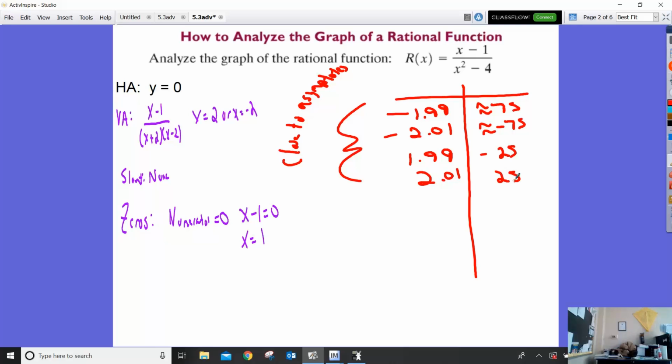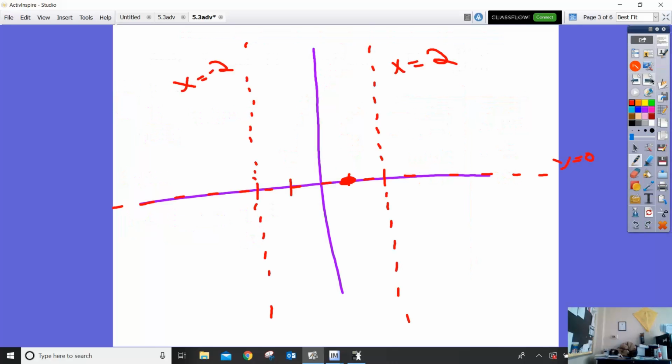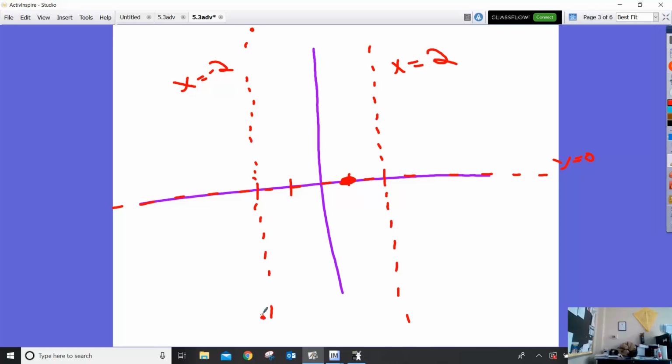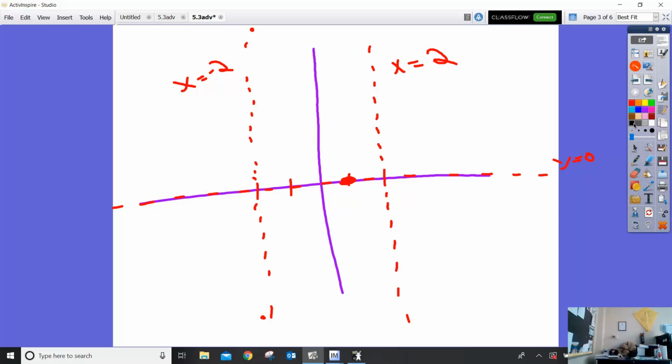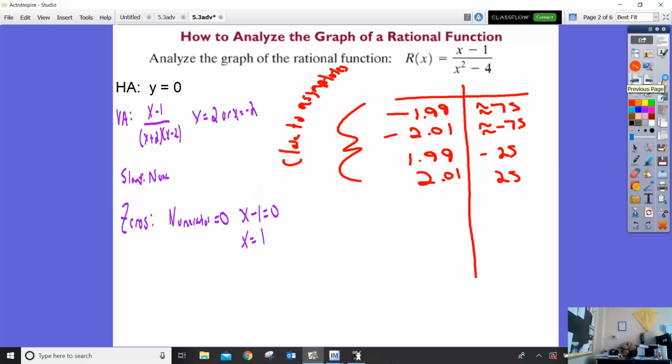Negative 1.99 was high, negative 2.01 was low. One of these guys was up high, and one of these guys was down low. I should use a different color. One of them was up high, one of them was down low. 1.99 was low, 2.01 was high.